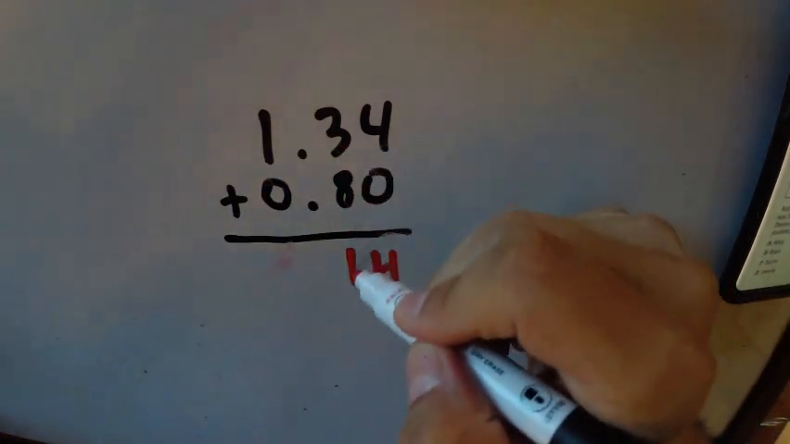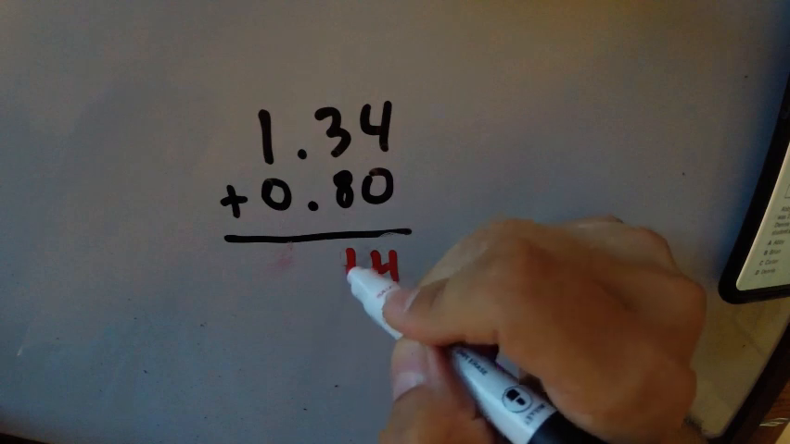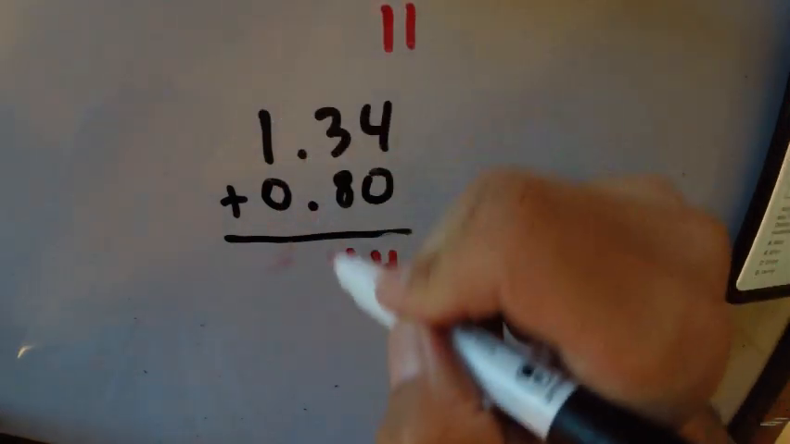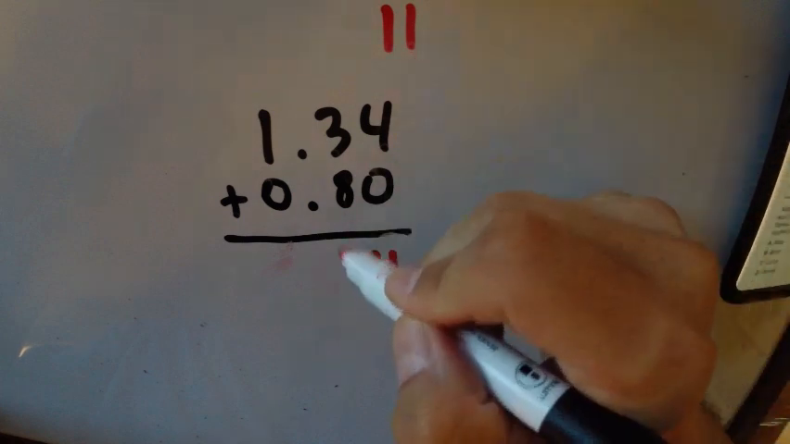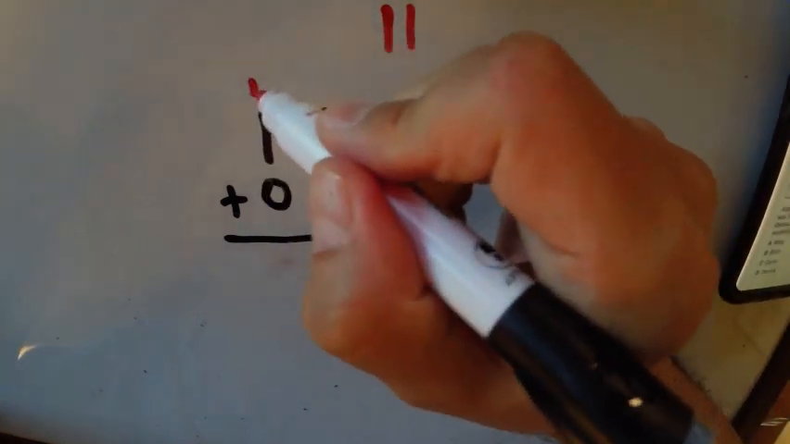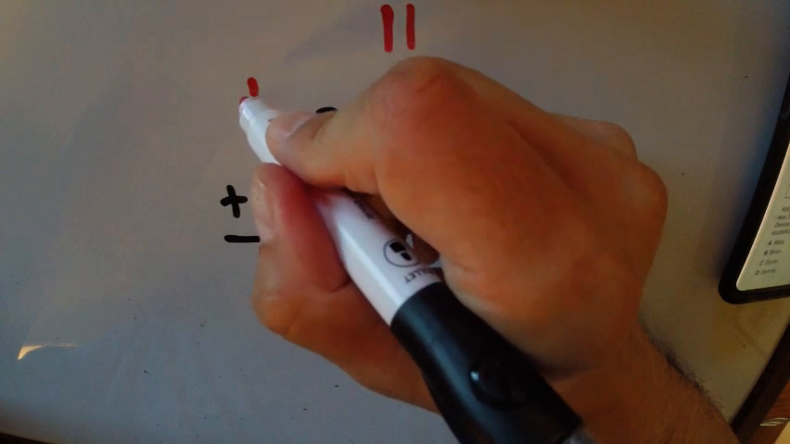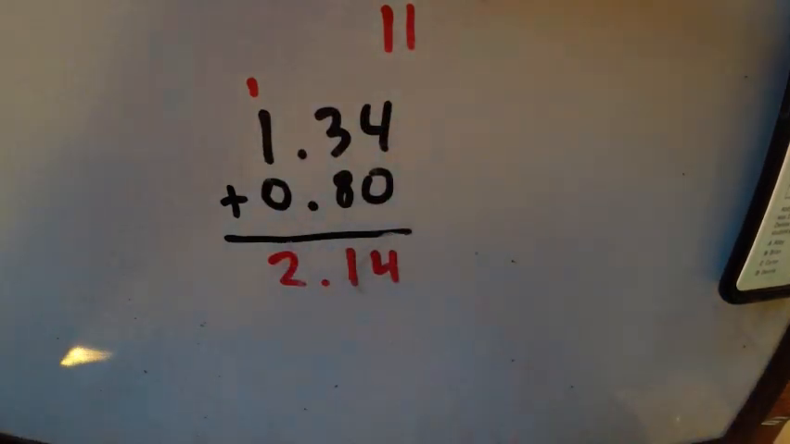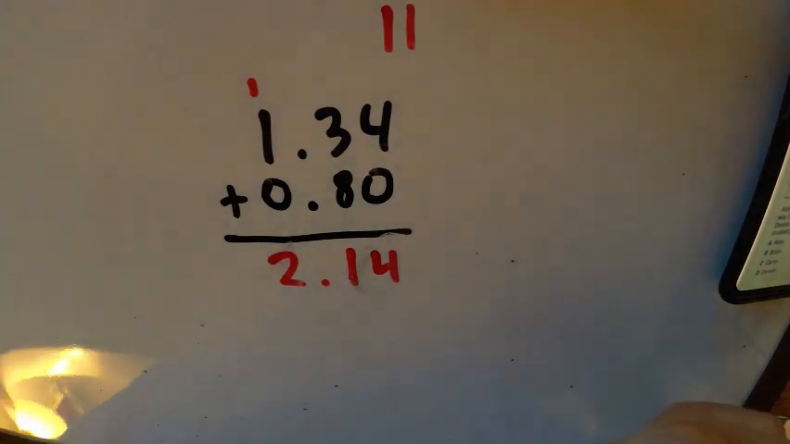So 3 plus 8 equals 11. You put the first digit, the 1, here, and because 11 is two numbers, you put the other number up here. That's to remind you that you're going to add 1 to this. So 1 plus 1 equals 2. And that's your answer, 2.14.